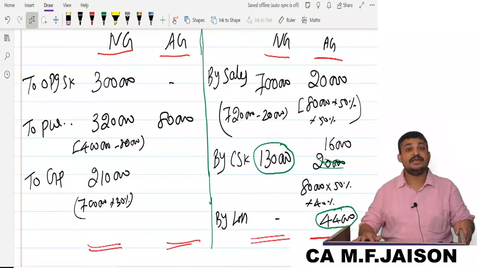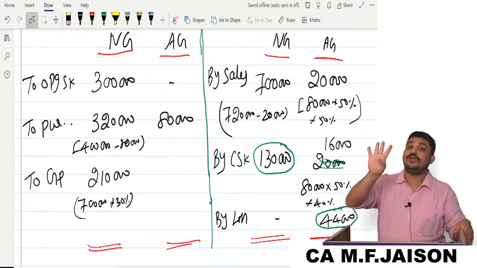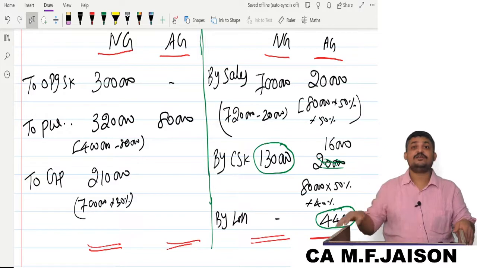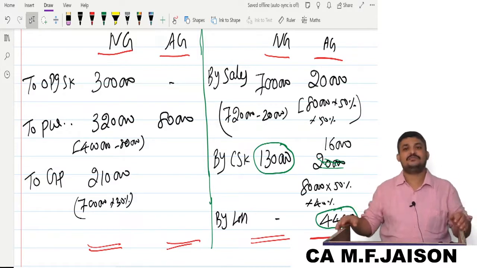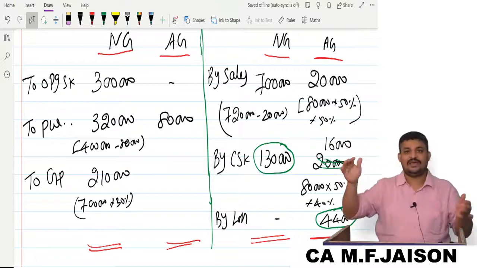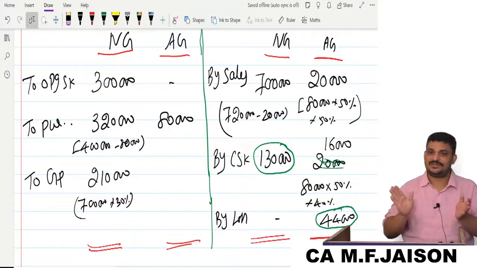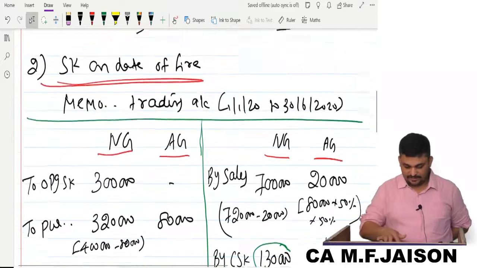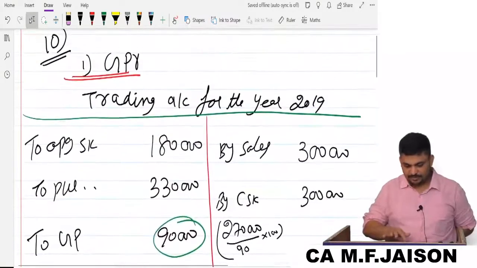This 16,000 you should independently arrive. How do you get 16,000? Because it is now expected to be sold at 40%. 80,000 into 40%? Why not 80,000 into 40%? So 80,000 is full goods. Half is already sold. Remaining half you should apply 40%. Understood? Okay, so this is how you should solve the problem.